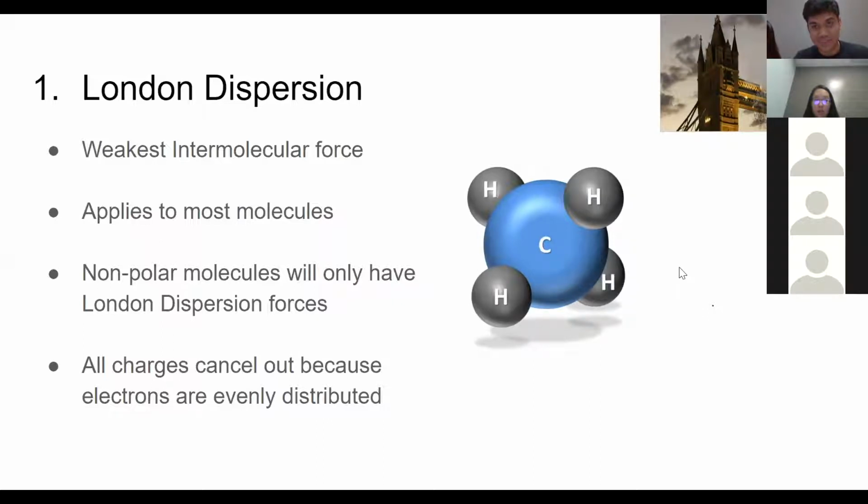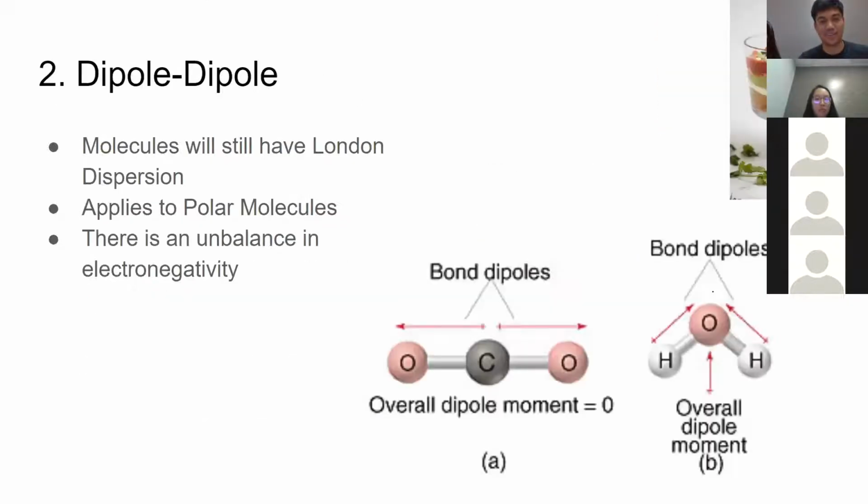Next. All right, next one is dipole-dipole. So dipole-dipole molecules will still end up having London dispersion because we know it's the weakest, so that applies to most, if not all, molecules. And this mainly applies to polar molecules, where they have an unbalance in electronegativity.